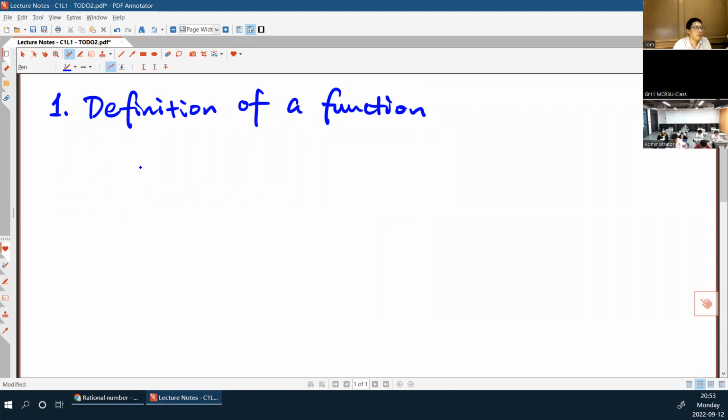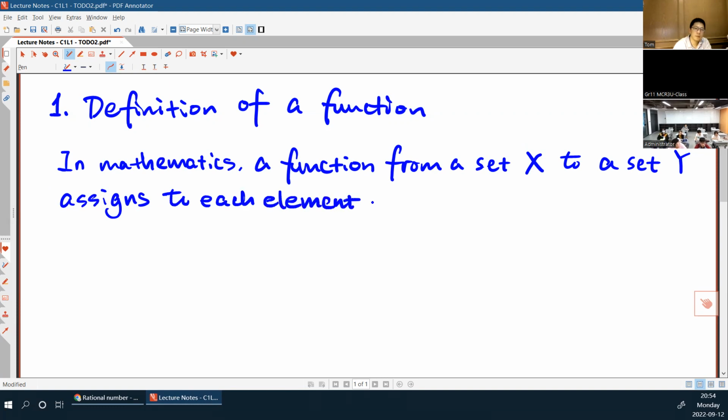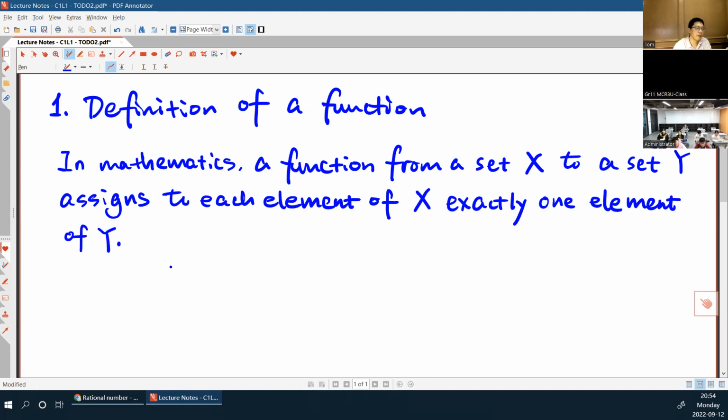All right, so a function in mathematics, a function from a set x to a set y assigns to each element of x exactly one element of y, right? So let's write it here. In mathematics, a function from a set x to a set y assigns to each element of x exactly one element of y. And the set x is called the domain of the function.